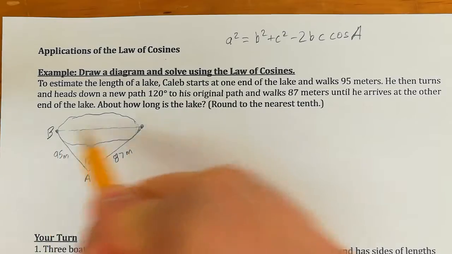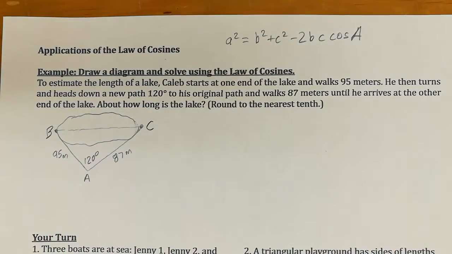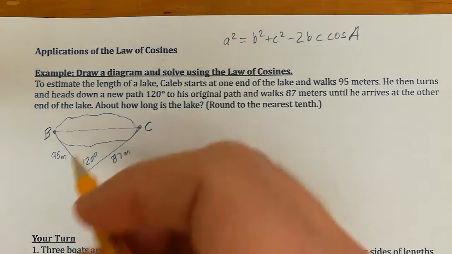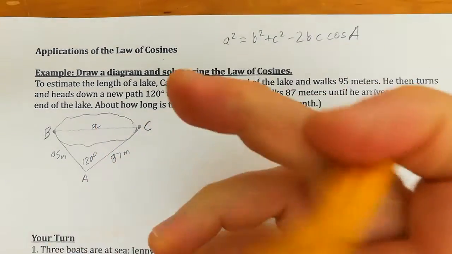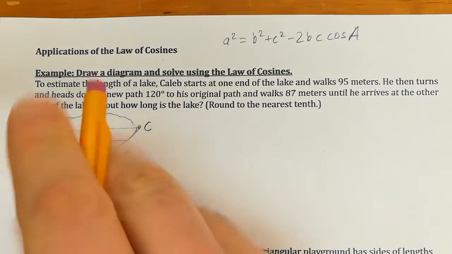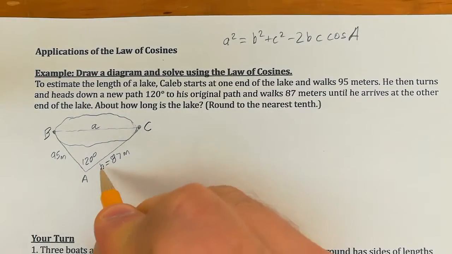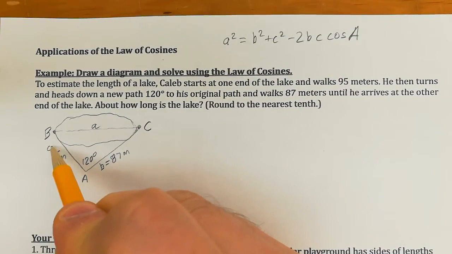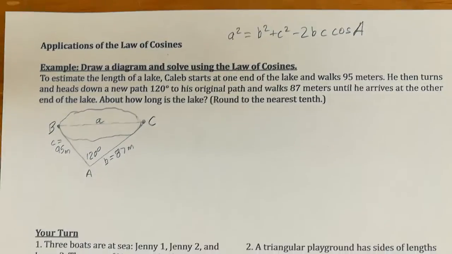But really, you could label this anyway. You could do A, B, and C anywhere. I would suggest using A, B, and C since that's what the formulas use, but you don't have to use those letters, but it makes it a lot easier. All right, so that means the length of the lake is little a here, and then side B is 87, side C is the 95 here, right? It's opposite, okay? Angle C is opposite side C, etc.